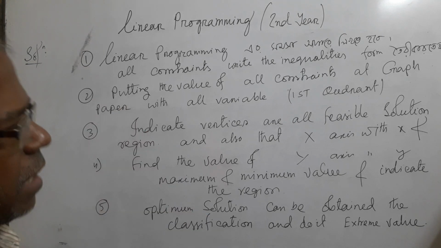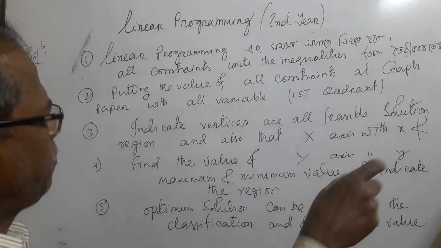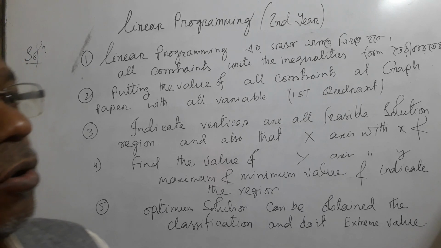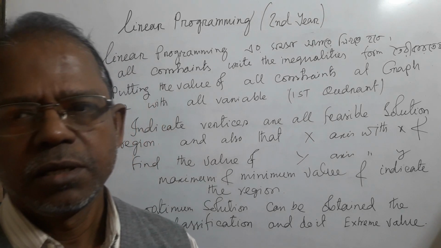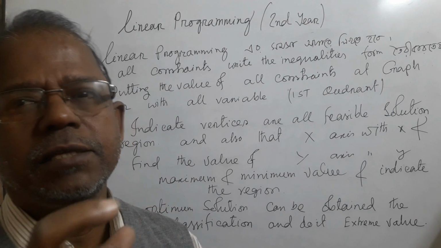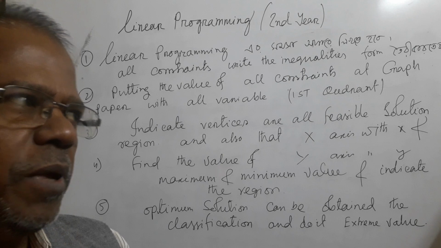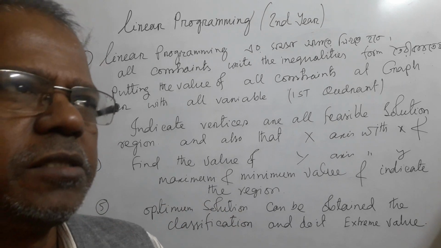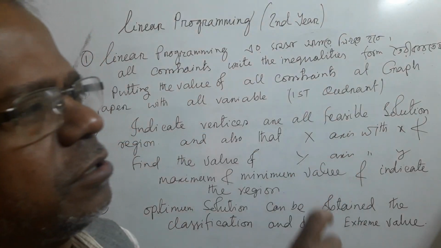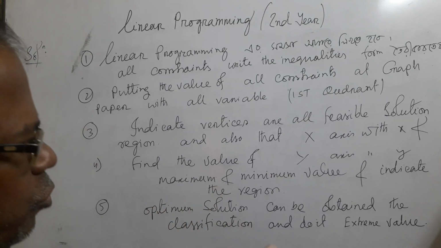Next, second step: putting the values of all constraints on graph paper with all variables in the first quadrant. Why the first quadrant? Because all variables x and y are obviously greater than or equal to 0. Then putting these coordinates, they automatically go in the first quadrant.